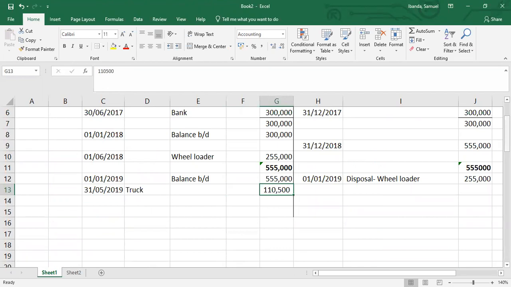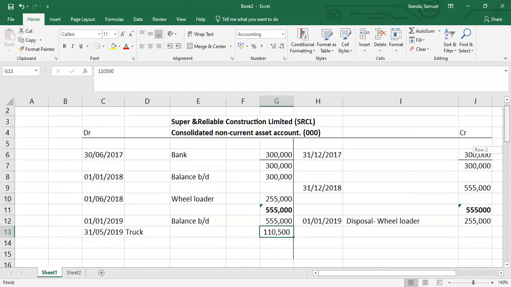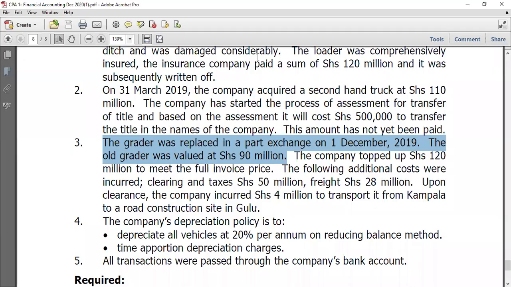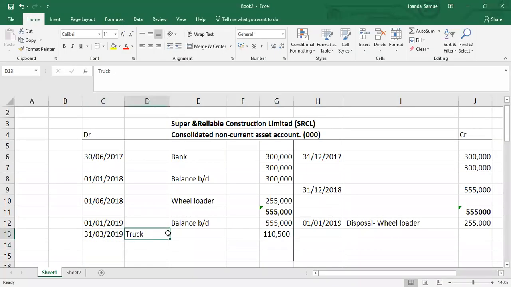So I want to dispose of, and this was bought. Let me just confirm the date so I also correct the date. It was bought on 31st March. This is supposed to be March. So thank you. The truck is supposed to be recognized here, not where we had put it.